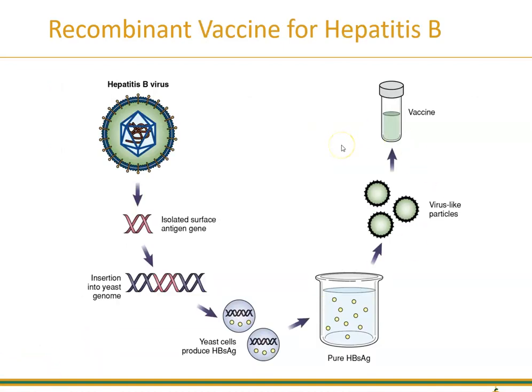So here's an example of recombinant vaccine production for hepatitis B. Here's the hepatitis B virus. They isolate the surface antigen. Remember the hepatitis B surface antigen? They insert that into a yeast genome. They grow it out to produce more hepatitis B surface antigen. They then purify it. They get the virus particles to make the vaccine from it.